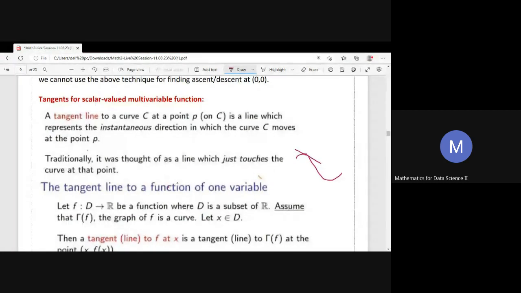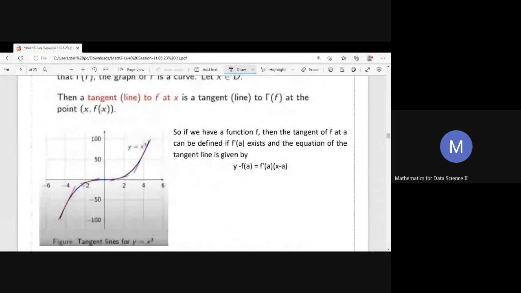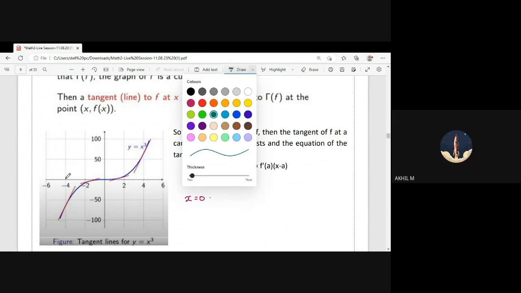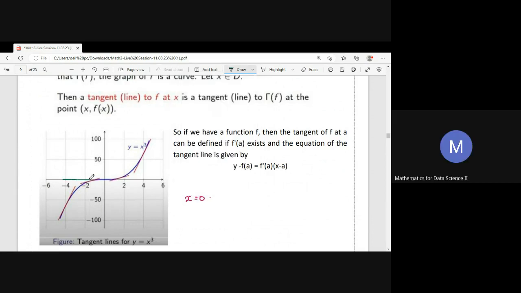For example, consider y is equal to x cube. These are all the different tangents. But what is the tangent at the point x is equal to 0 for this particular curve, y is equal to x cube? Y equal to 0, the x-axis. So this is the tangent at x is equal to 0.